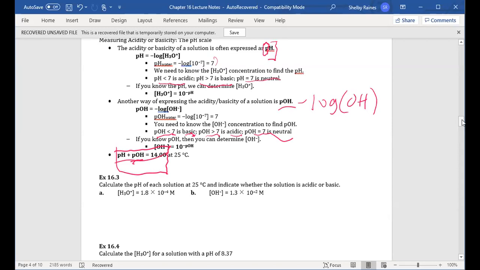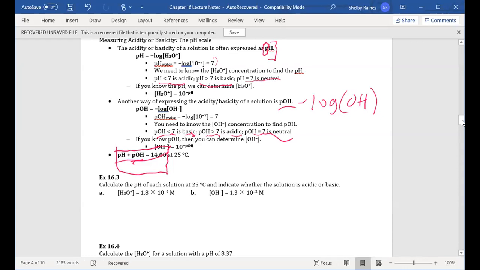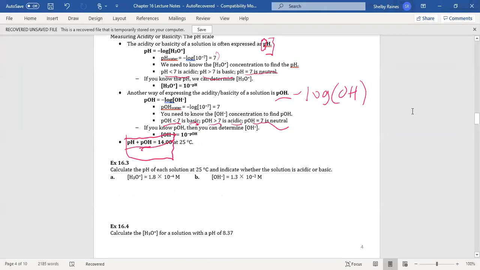Okay, so let's look at example 16.3. Let me try to do this without writing like a kindergartner. All right, so 16.3 letter A says calculate the pH of the solution. Is it acidic or basic?